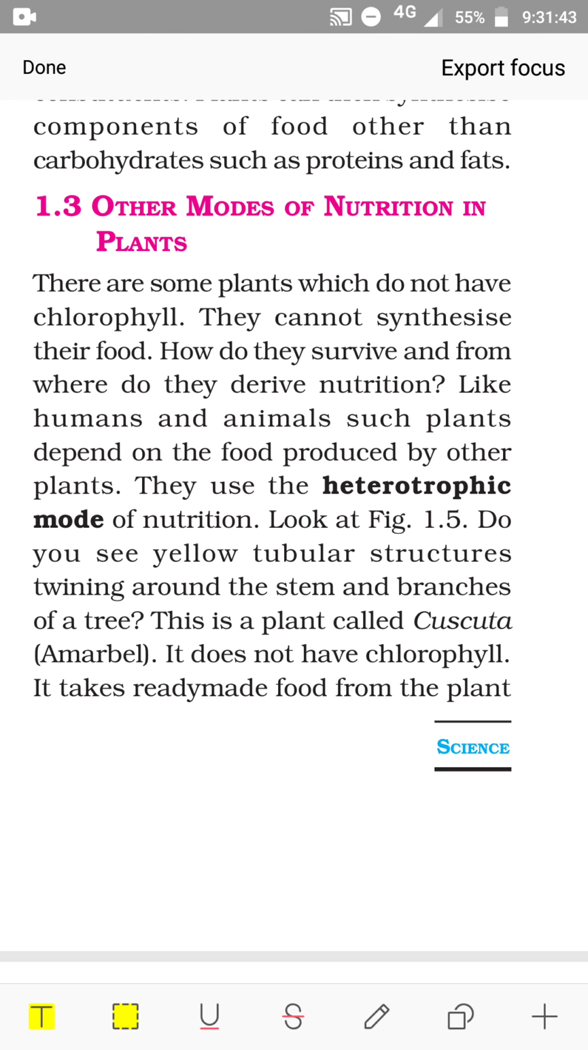There are some plants which are non-green in color. Non-green plants, that means they do not have the chlorophyll. They are unable to make their own food. So from where do they get their nutrition? Like animals and human beings, they also depend on other organisms for their food, and they use heterotrophic mode of nutrition. Today we are going to learn about other modes of nutrition in plants.